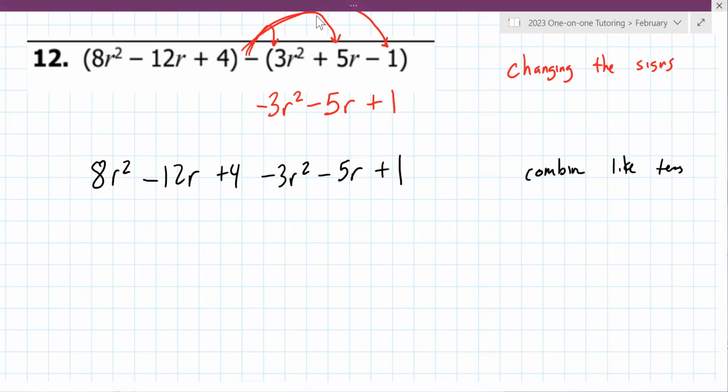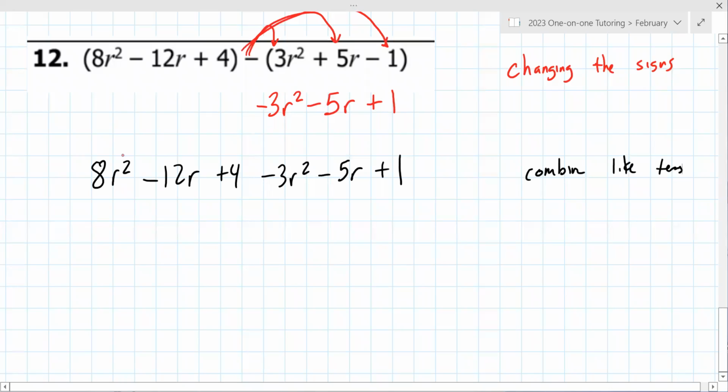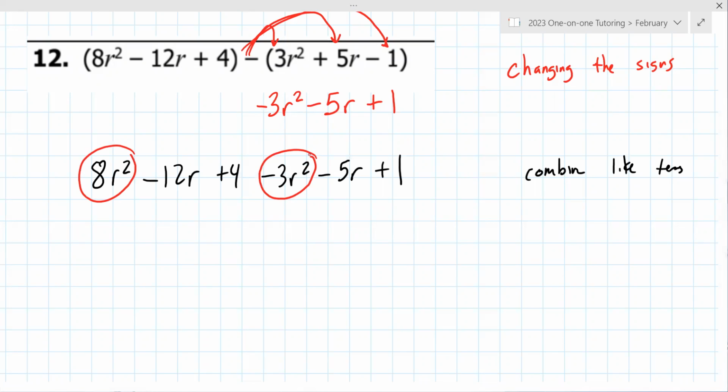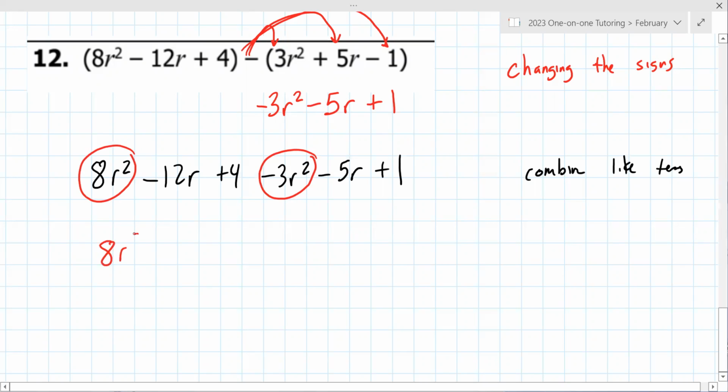So we're going to start by looking at r squareds. Positive 8r squared minus 3r squared. What does that combine to? If you need to, you can always write them next to each other. It's 8 minus 3. Wait, no, it's 5r squared.